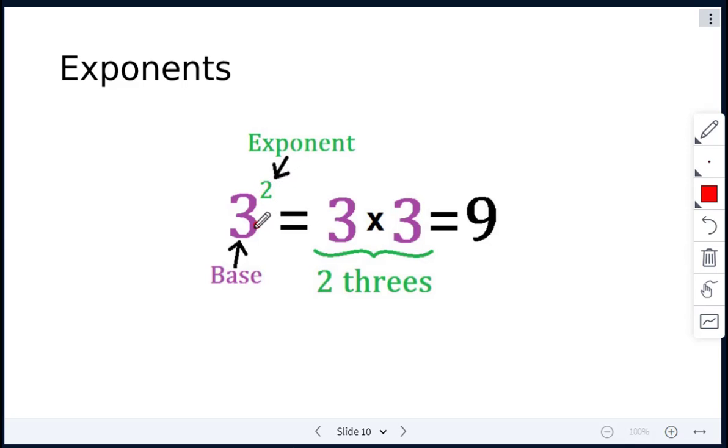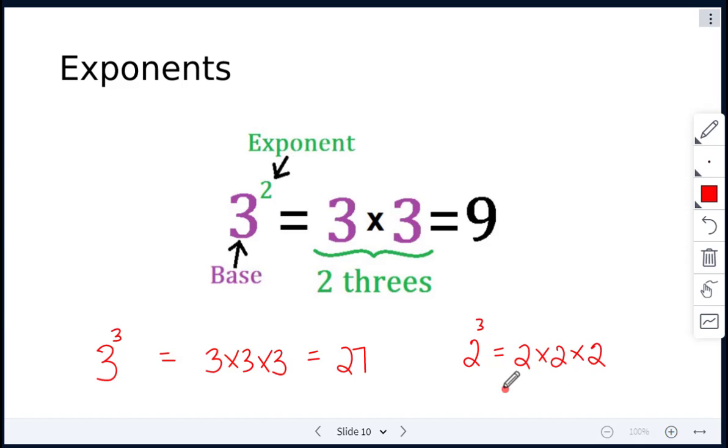All right, so it's always you take your base and multiply it by itself however many times we have there for the exponent. So if we had 3 to the power of 3, that would mean 3 times 3 times 3, which is 27. All right, if we had 2 to the power of 3, that means it's 2 times 2 times 2, which is equal to 8.